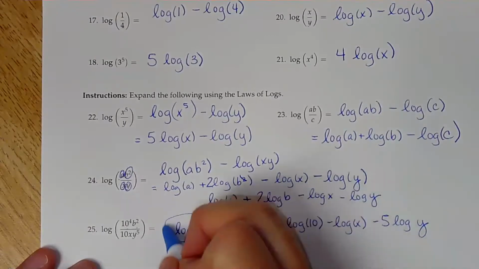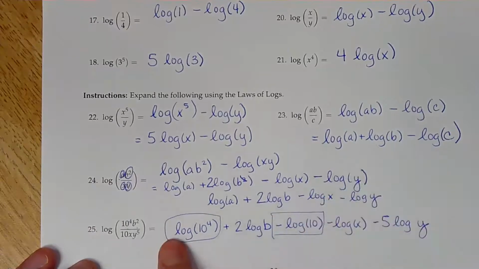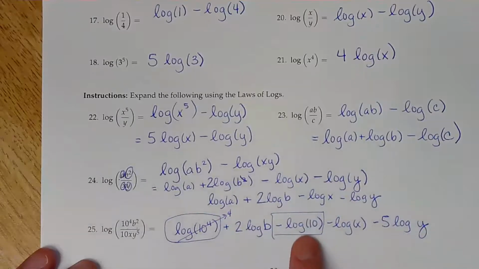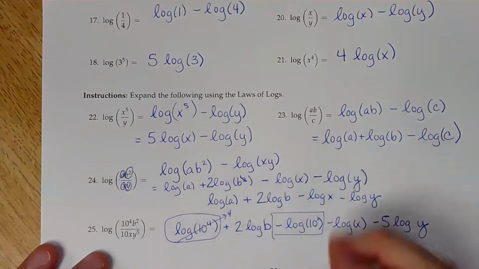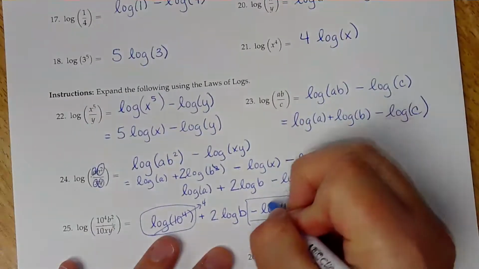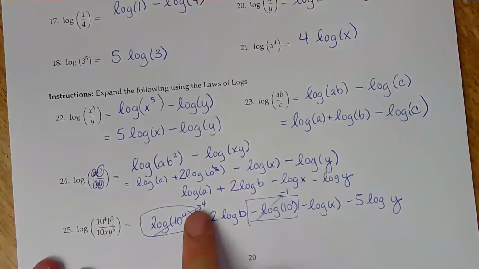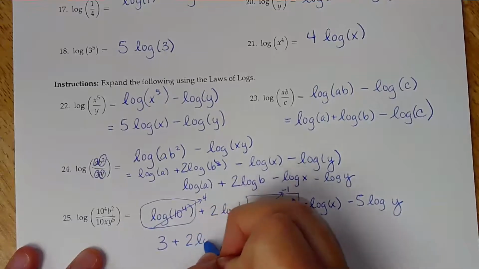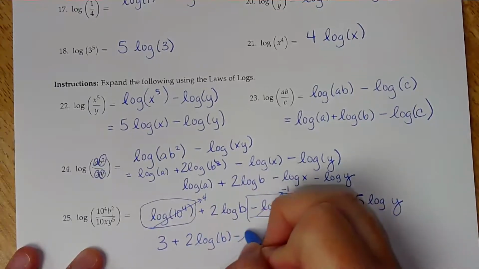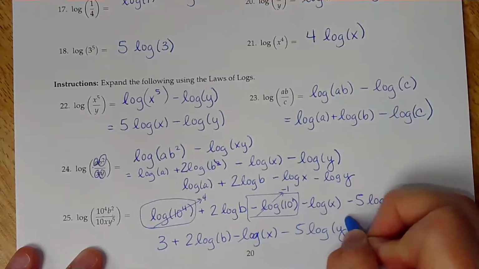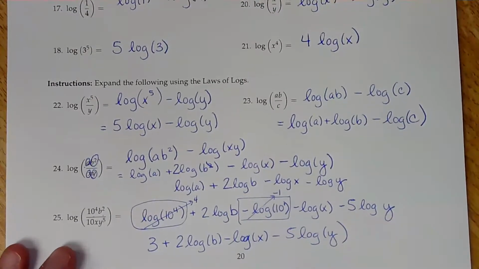So that's these two here that have the numbers with them. So log and 10 are those inverse functions. So this thing here is really equal to 4. And log of 10, that's just equal to 1. You can use the property that we have up here in this table. And so that looks to me like this is going to be a minus 1. So 4 minus 1 will simplify to 3. And then I'll just write the rest down. Plus 2 log b minus log x minus 5 log y. So that would be as expanded as you can really do that one.